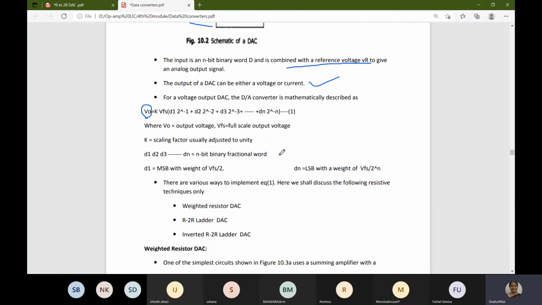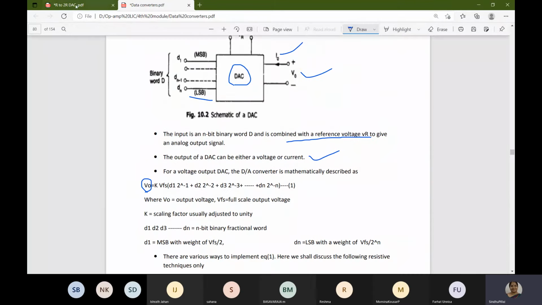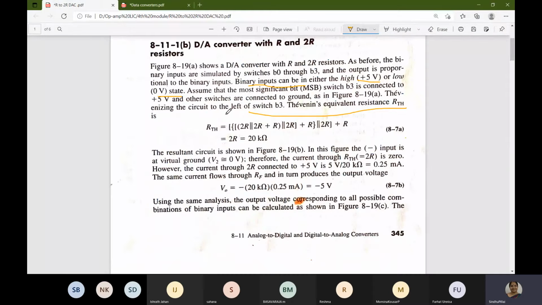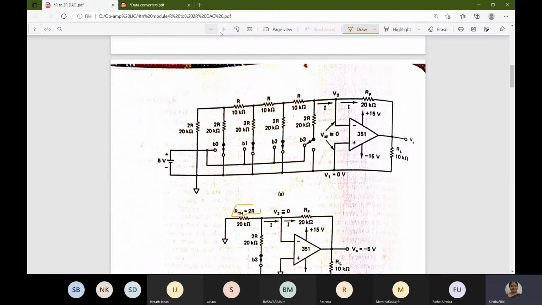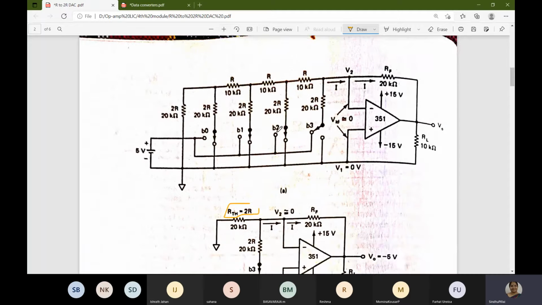Next, we'll move on with our R2R DAC. So in R2R DAC, as the name indicates, it has R resistor and 2R resistor. Two resistors are there. First, I'll show you the circuit diagram here. So this is an R2R ladder network. They call it a network.